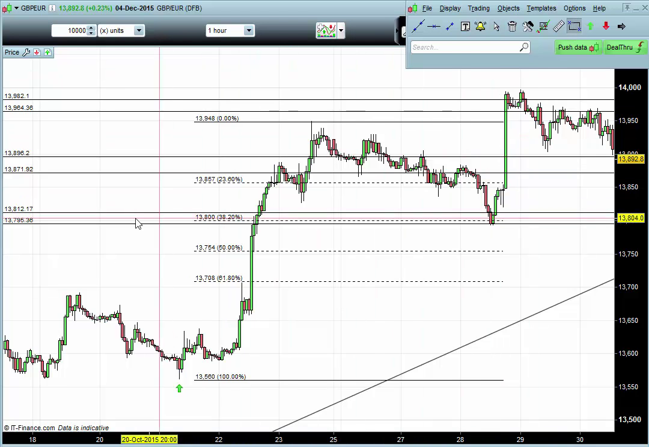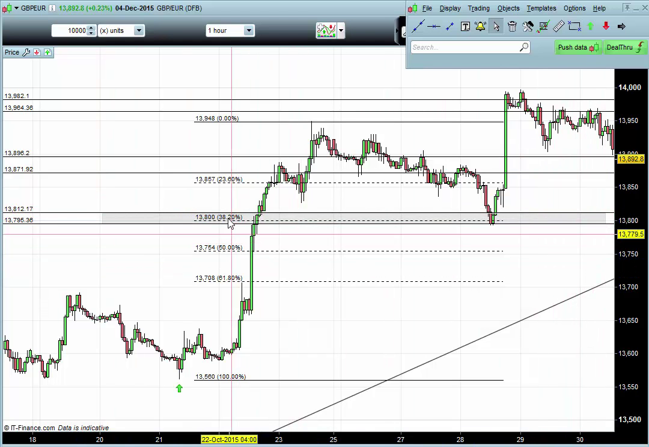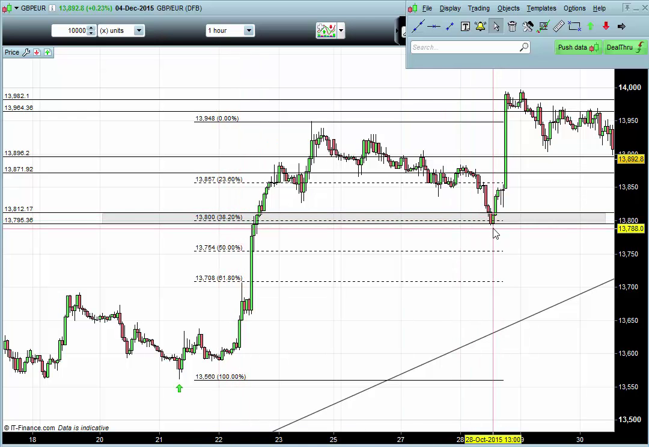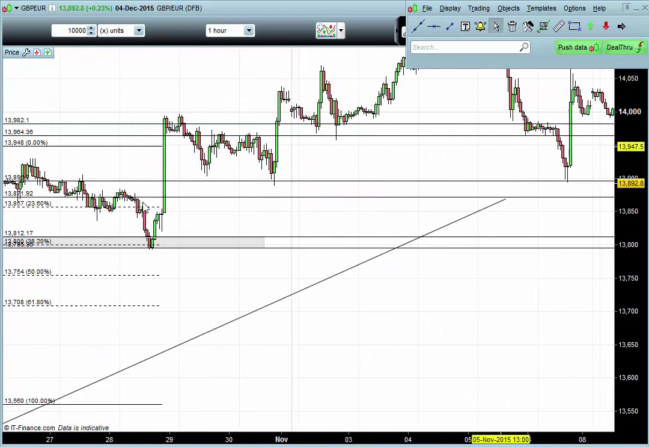Does it pull into any key levels? Well, we've got our support and resistance level right here. Does that tie in with a fib level? It ties in with a 38.2% Fibonacci level. The market then pushes higher.